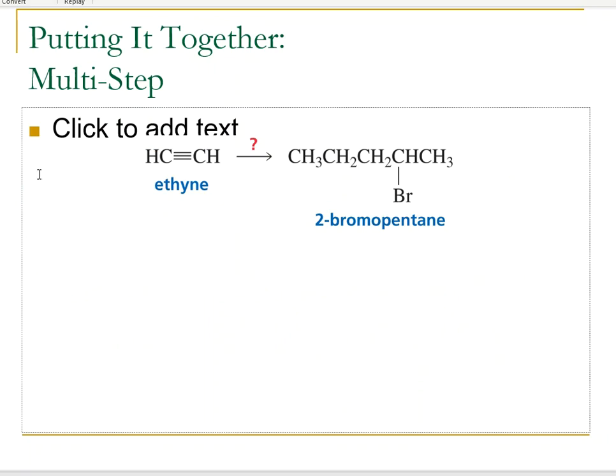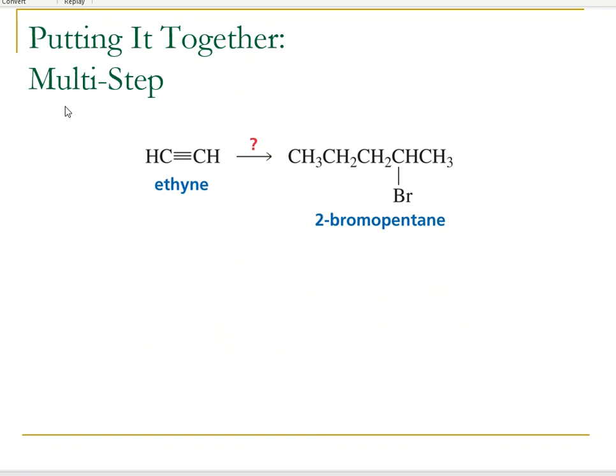So I'm going to end this video with this question. How can we take ethyne, react it, and get 2-bromopentane? That's up to you to figure out. So at the end of this video, jot this down in your notebook. See if you can come up with a way to go from the reagent to the product here.